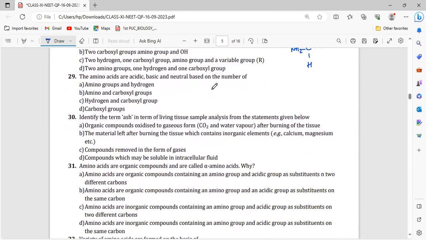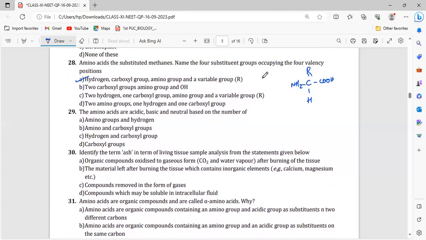29. The amino acids are acidic, basic, and neutral based on the number of. So again, here is the structure of amino acids. In this amino acid structure, the amino group is basic and the carboxylic acid group is acidic. So right now it is neutral. So it depends on the R group. If the R group contains an NH2 group, the entire amino acid is basic. If it contains a carboxylic acid group, it will become acidic. So on what basis are we saying acidic or basic? On the basis of amino and carboxyl groups.